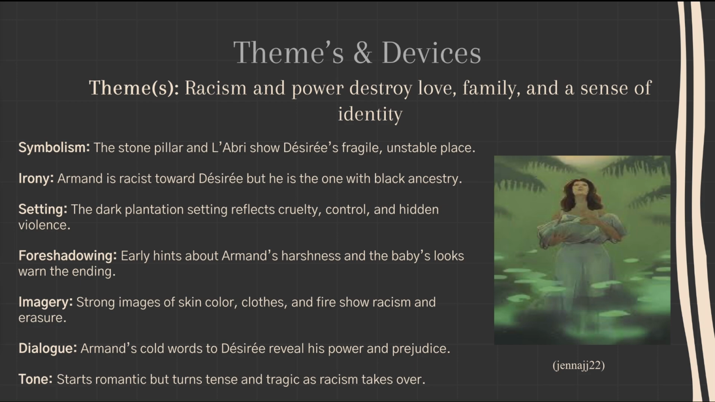There are also hints early on about Armand's harsh personality and the way people react to the baby. The foreshadowing gets us ready for the ending. And then there's the irony. Armand spends the whole story acting superior, and then the letter reveals that he's the one with black ancestry. The tone of the story starts off almost romantic, but slowly becomes tense and tragic as racism takes over.